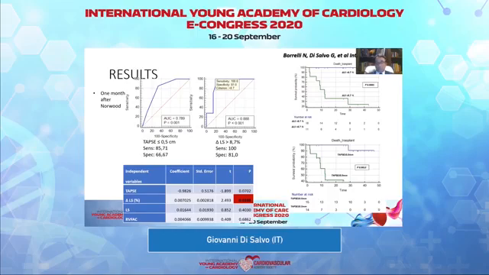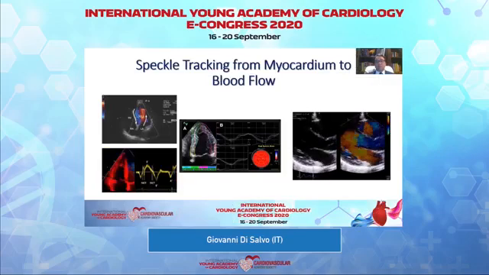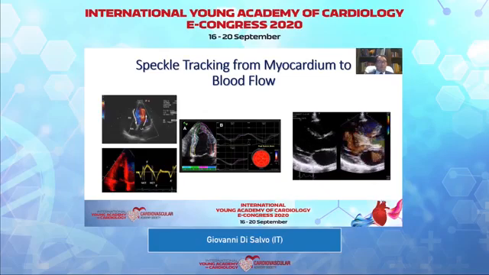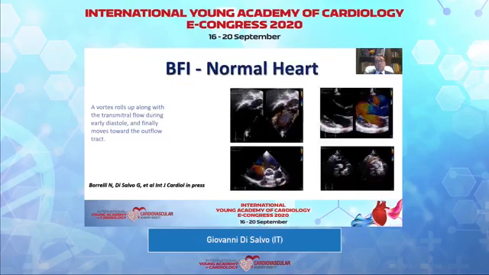But nowadays, we can use blood flow speckle tracking. So we can apply the speckle tracking technique not only to the myocardium, but also to the blood flow. In this way, we can get rid of the Doppler deformation, and we don't need anymore to have a good alignment, and we will not underestimate velocity because of angles. And this technique can be used in healthy children as well as in children with congenital heart disease.